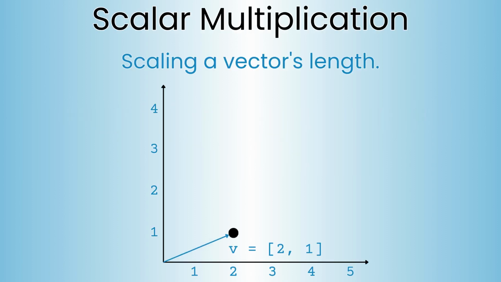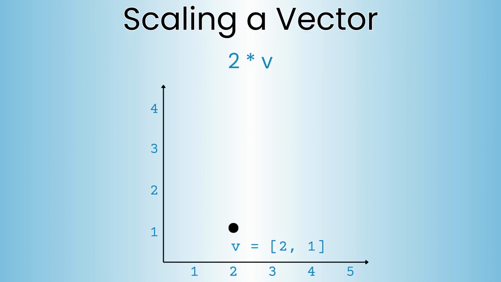Let's take our vector v, which is 2, 1. What happens if we multiply it by the scalar 2? So 2 times v, all this does is scale the vector by 2. It keeps the same direction, but it makes the arrow twice as long. And the new vector is 4, 2.